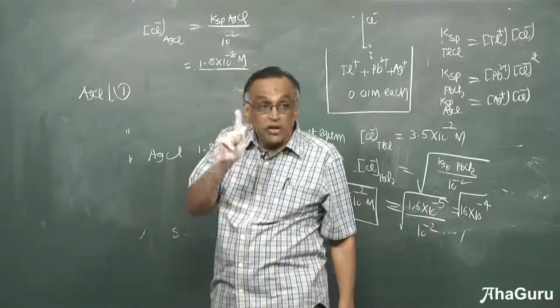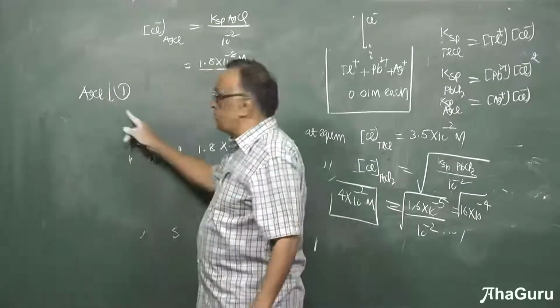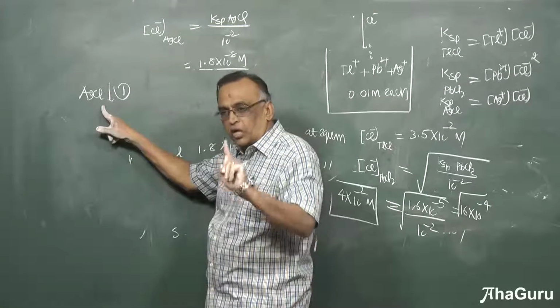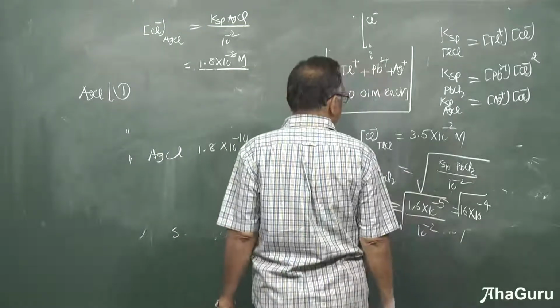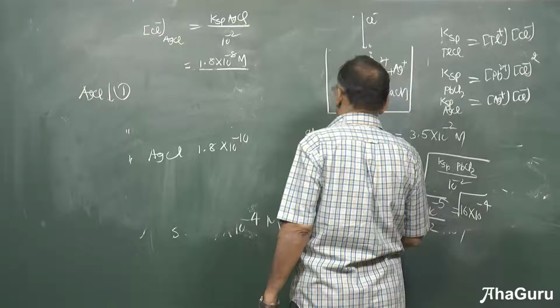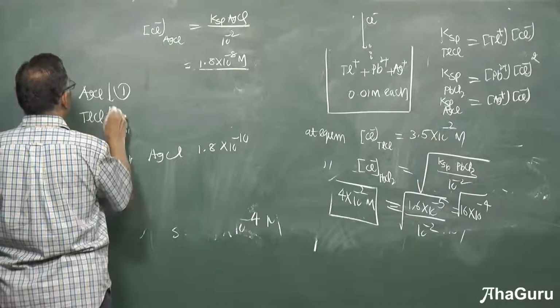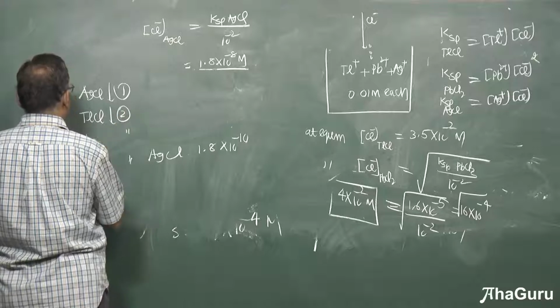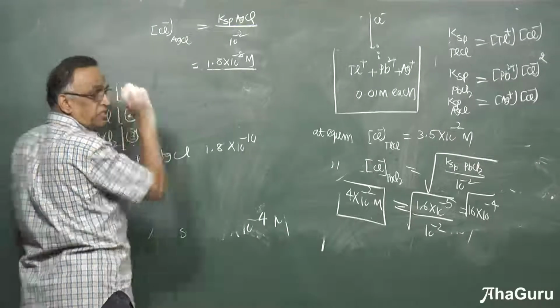That is why you are adding drop by drop. When you add drop by drop and shake, you will observe silver chloride precipitation only. Then, next one out of the two, which is lower? Second, thallium chloride. The last is lead chloride. The order of precipitation is this.